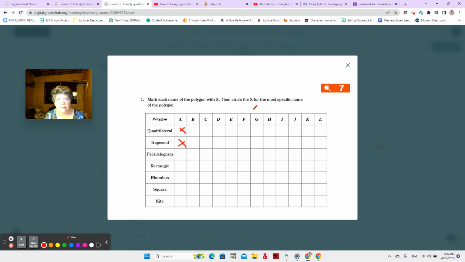And like I said, we only have 7 shapes that we need to know. So maybe we need to make some flashcards and study those shapes and make sure that we really understand the properties for all of those shapes. Okay?